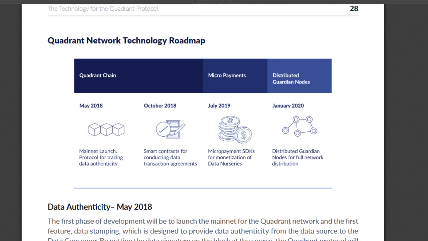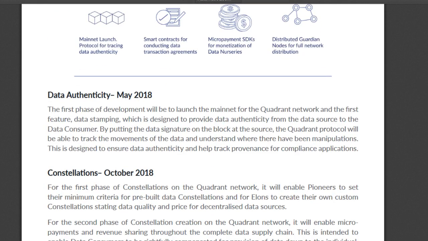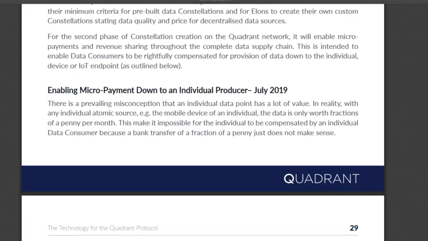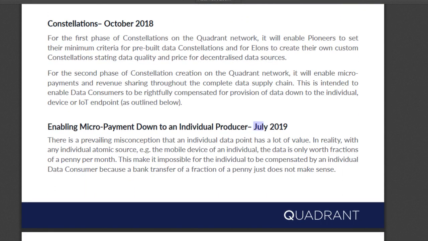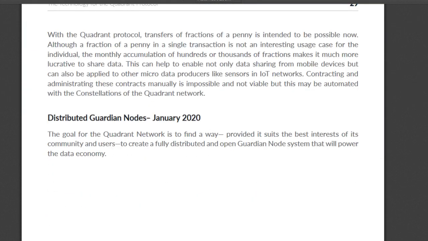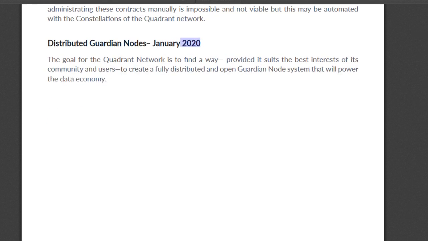And then we're getting into the roadmap here. If you need to, just go to the white paper, take over the roadmap stuff. May's when things are kicking off. Data is going to start being put into constellations in October. Micropayments will be available next year. Distributed guardian nodes by 2020. So really everything won't be locked down until 2020, but it will start to build up here starting this year. Mainnet will launch. Everything will be shown as proof of concept by next year.